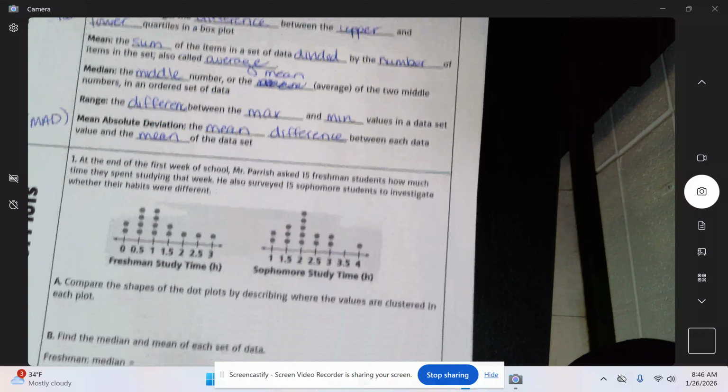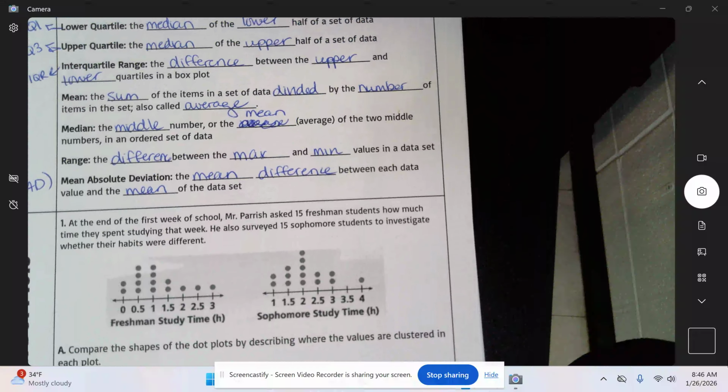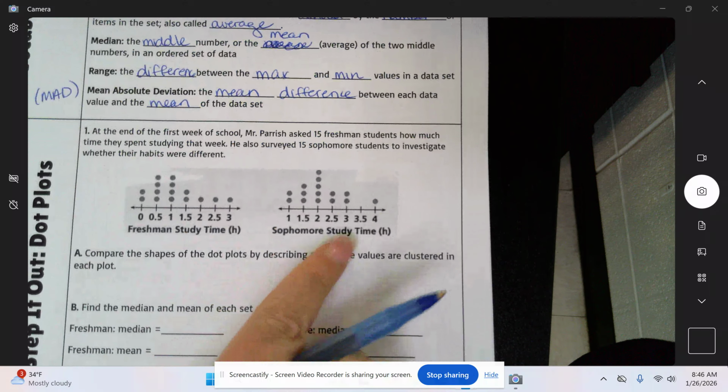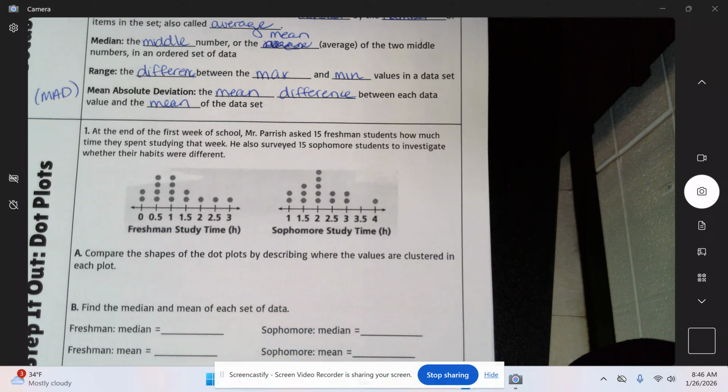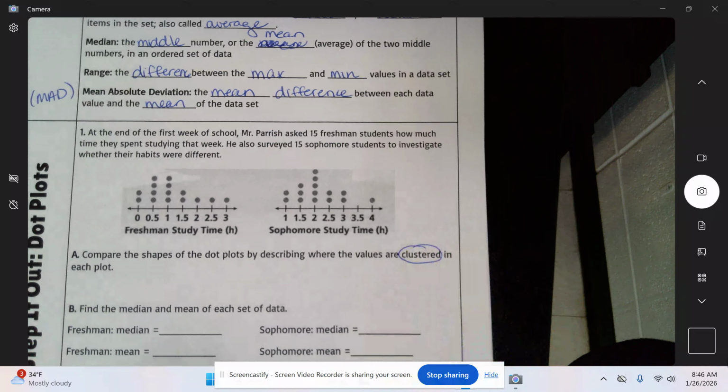Alright. At the end of the first week of school, Mr. Parrish asked 15 freshman students how much time they spent studying for the week. He also surveyed 15 sophomores to investigate whether their habits were different. And we have these two dot plots, freshmen versus sophomores. Compare the shapes of the dot plots by describing where their values are clustered in each plot.